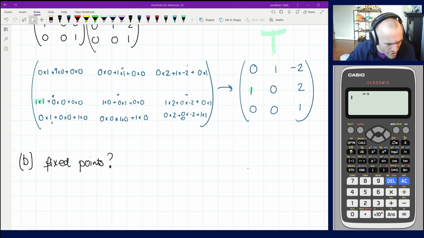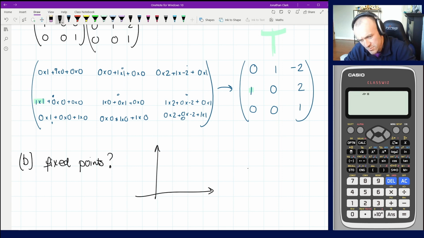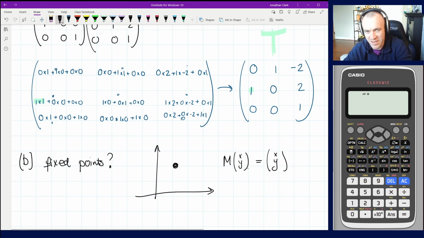So part B is talking about fixed points. So what are they? When you do a matrix transformation, you have a coordinate, and it might move it or transform it in some way. A fixed point is when you multiply a matrix by a coordinate and nothing happens at all. Kind of like if this was the identity matrix, obviously nothing would happen, but this matrix is trying to do something. It's just that it doesn't affect that coordinate.